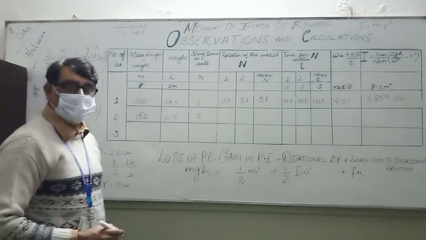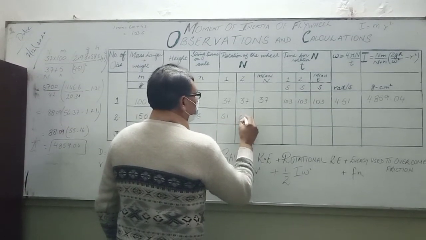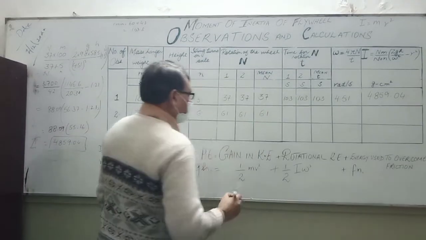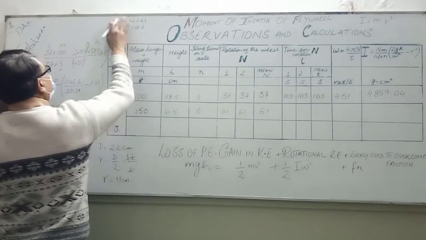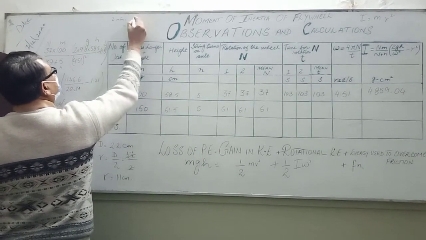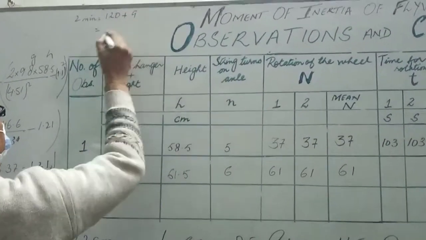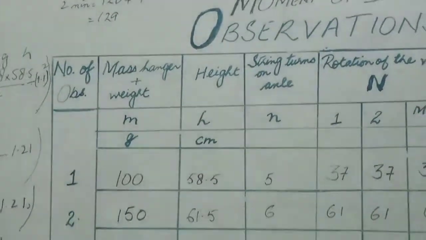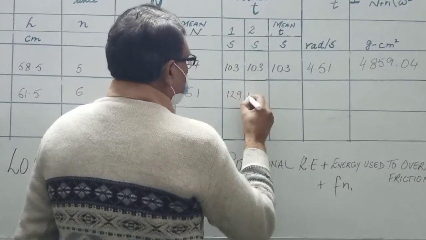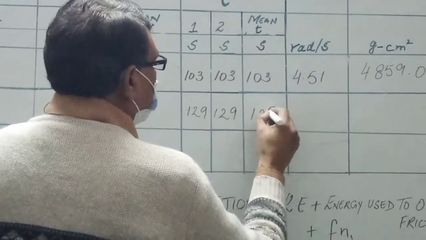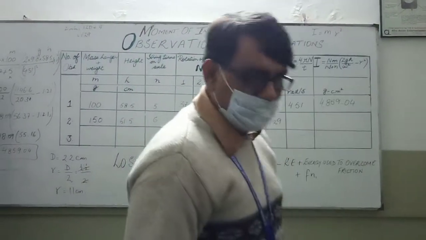How many rotations are we having? This was 61. This is also 61. The mean should be 61. What is the time on that? 2.09. It means 2 minutes would be your 120 seconds, and then plus 9 it would become 129 seconds. So I'm going to write over here 129, and then I'm going to find it with the help of the calculator.